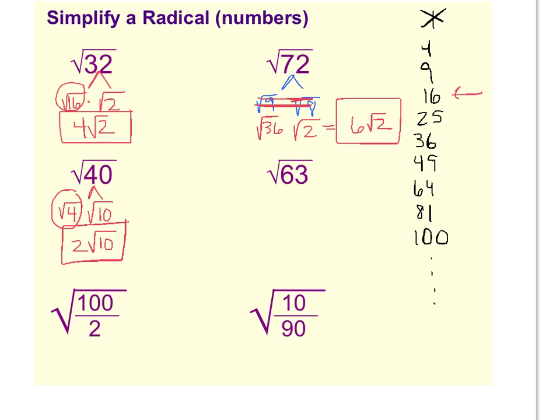Alright, square root of 63. What's the biggest perfect square that fits into 63? In this case, it's going to be a 9. 9 times 7. So you break it down into the square root of 9 times the square root of 7. Take the square root of 9 and you get 3, and that square root of 7 stays the same.